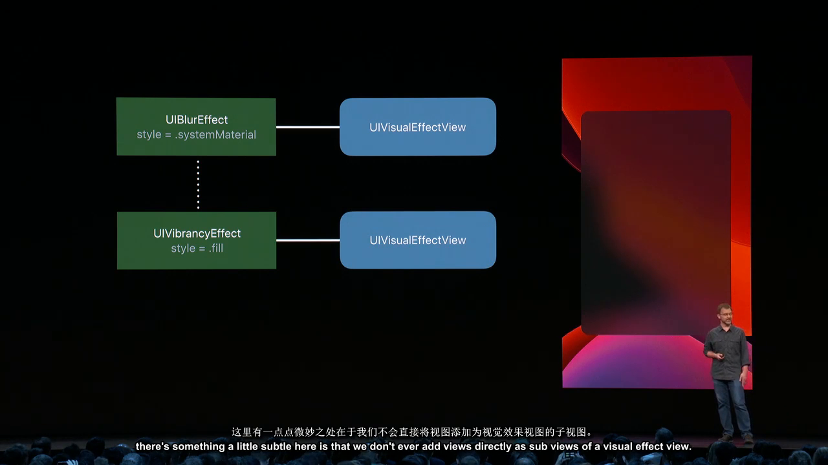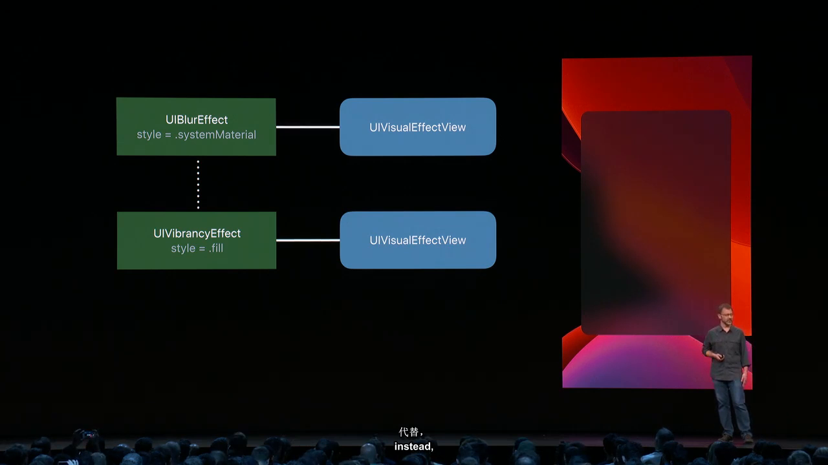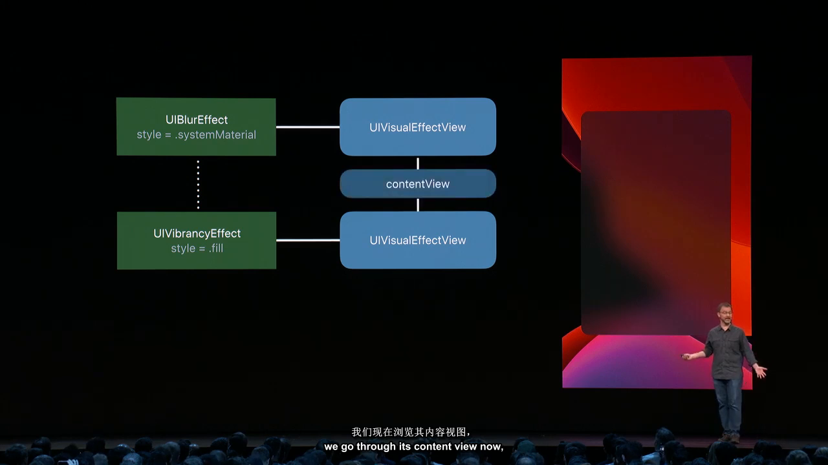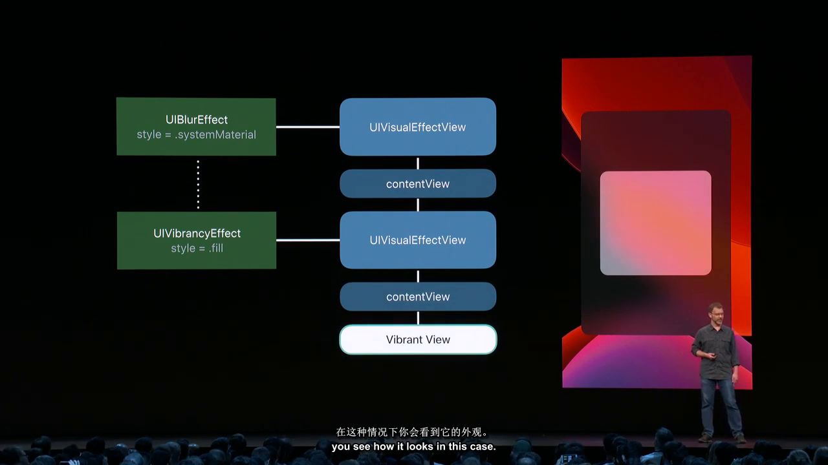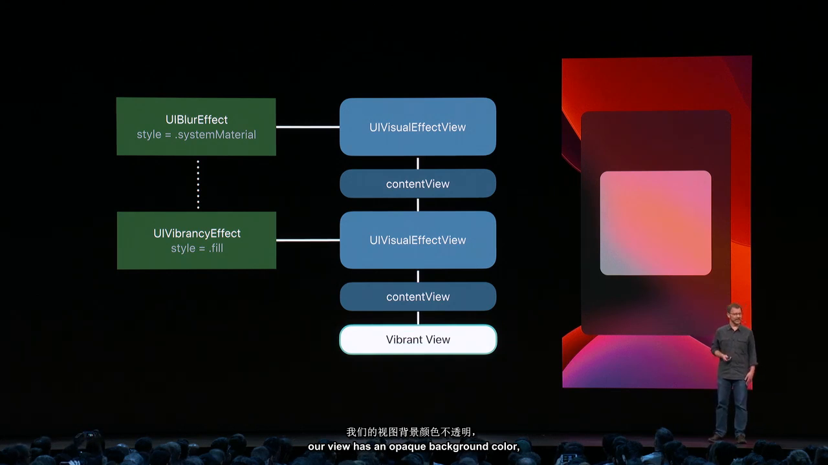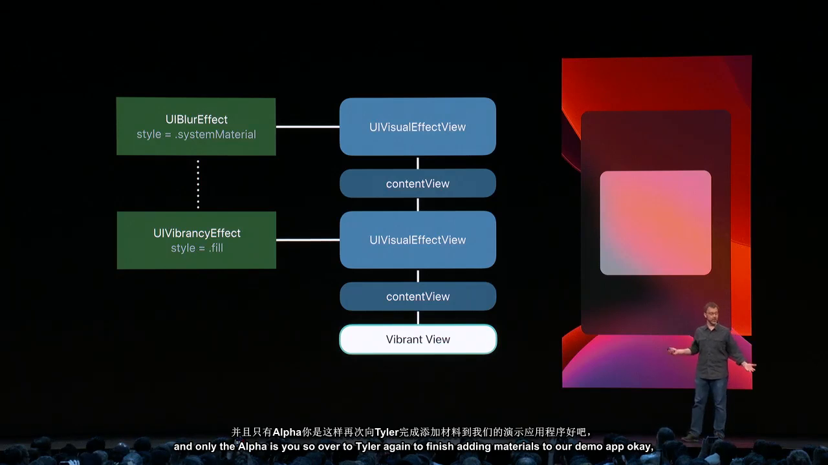Now, there's something a little subtle here, is that we don't ever add views directly as subviews of a visual effect view. Instead, we go through its content view. Now we'll add the views that become vibrant. So again, I get the content view, and then I add the views that will become vibrant. You see how it looks. In this case, our view has an opaque background color, but instead of its normal color, you see the vibrancy effect instead. That's because with this vibrancy style, the color is ignored, and only the alpha is used.